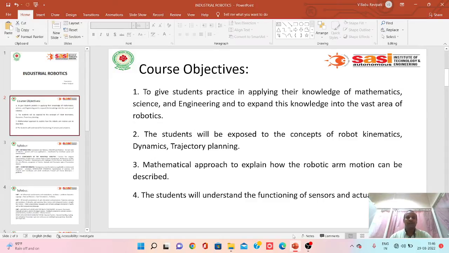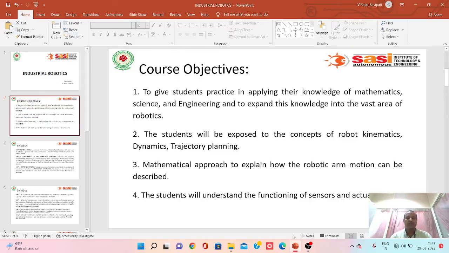So, first among them is to give students practice in applying the knowledge of mathematics, science, and engineering, and to expand this knowledge into the vast area of robotics. Whatever they have, we want to expand that knowledge to the vast area of robotics. That is the first objective.